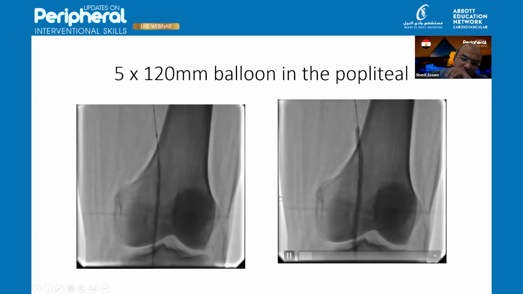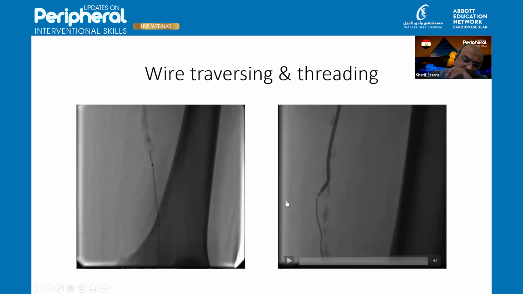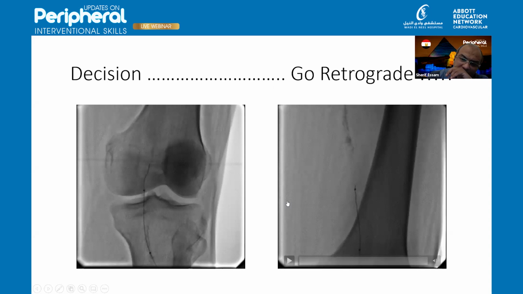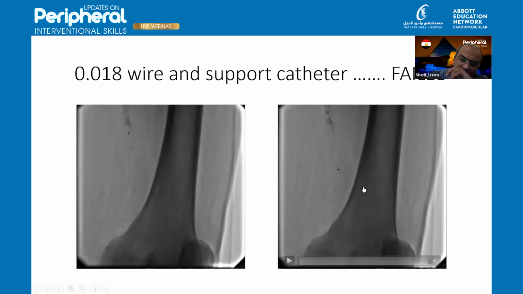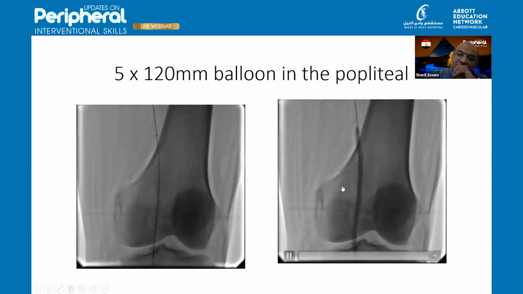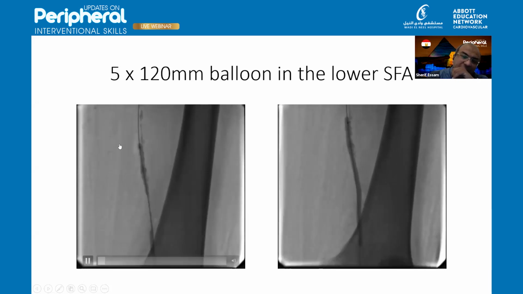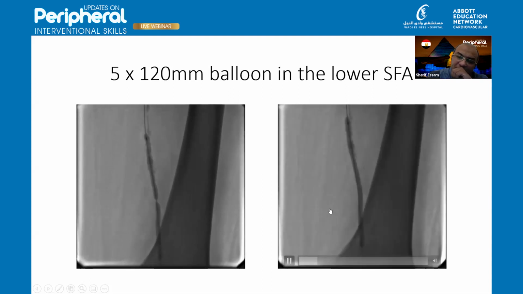If you want to go back and see how it was, that's the area where the total occlusion was. So that's the ballooning of this segment, and then the ballooning of the segment above, the lower SFA at Hunter's Canal and the beginning of the popliteal. You can appreciate here that there was a pretty good amount of calcium in this area.